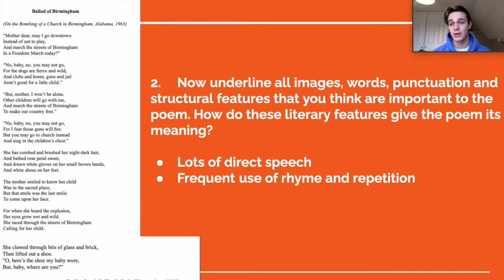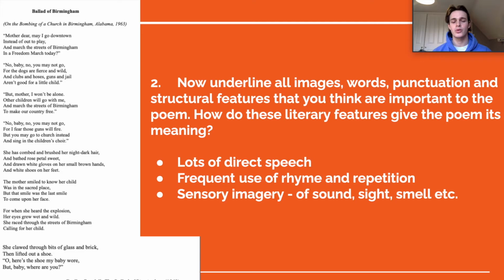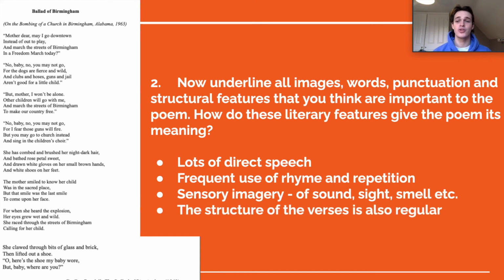No, baby, no, you may not go. That's repeated quite a lot throughout the poem. Think about maybe there's some significance in that. There's also lots of sensory imagery. So sound, sight, smell, things like that. The smell of rose petal sweet, the sound of the explosion, things like that. And all these work together and are deliberately put in by the poet. So as the student, we need to look at them and we need to think, what's important about them? Why have they been put in? And the structure of the verse, finally, is also regular. It's always 4 lines, and there's a regular rhyme scheme as well.